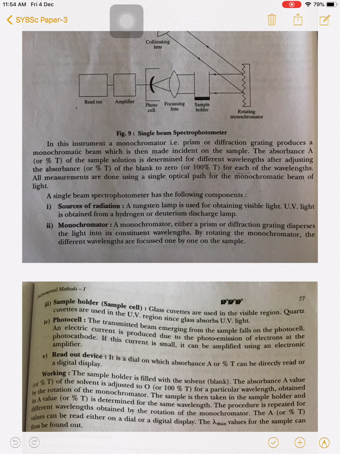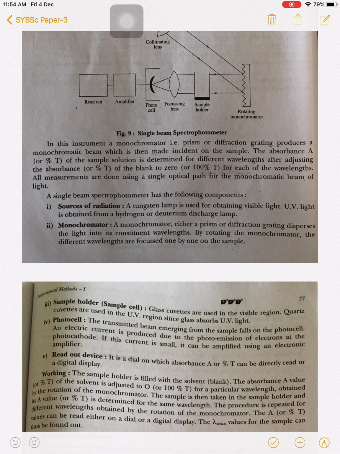So the last is the readout device. It is a dial on which absorbance A or transmittance can be directly read, or a digital display will be there. So these are the components of this single beam spectrophotometer. Now we'll go for the working.